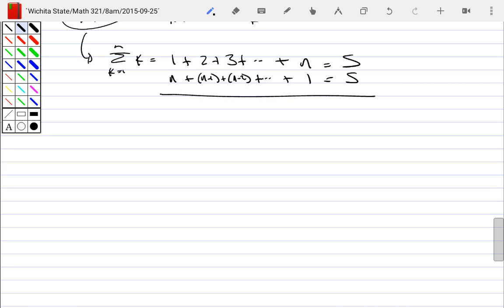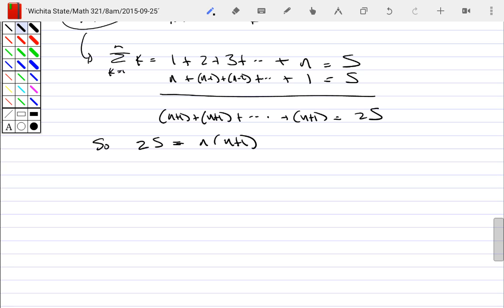But if I would stack those and add them vertically, what are each of these terms? But that's twice s. Well, how many n plus 1s do we have? There's n of them. I could simply count them. 1, 2, 3, n, right? So that tells me that twice the s is simply n times n plus 1, because multiple additions of the same thing is multiplication. So my answer of the sum must be n times n plus 1 all over 2. And so we have our first formula.